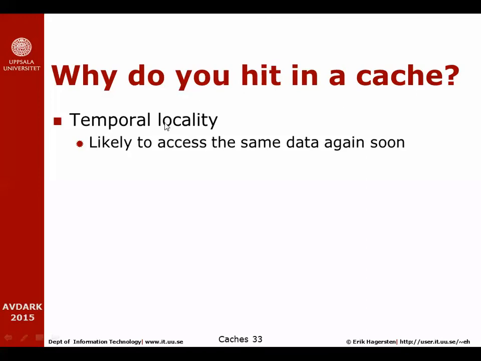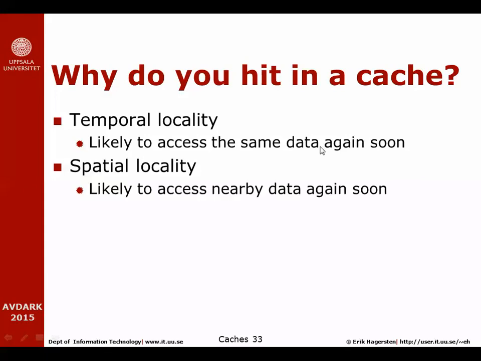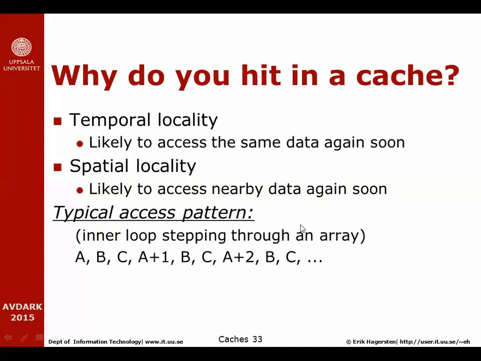One is the temporal locality. Temporal locality says how likely you are to access exactly the same piece of data again very soon. Spatial locality says how likely you are to access some data nearby the data you just accessed. Okay. So here's an example. Consider the access pattern from a typical multi-nested loop application here.